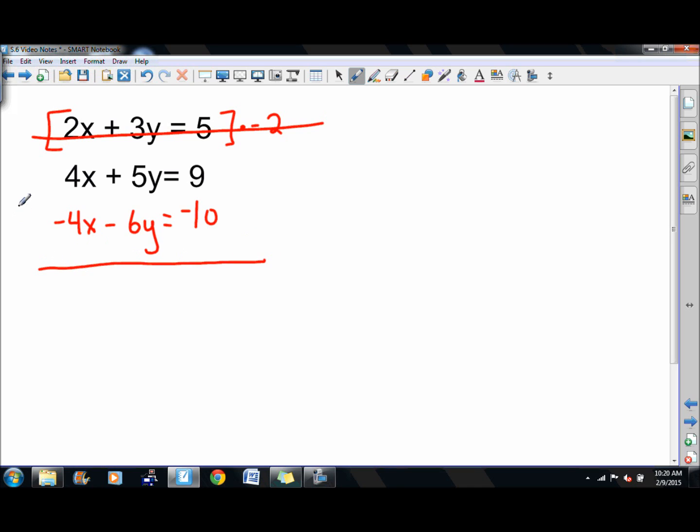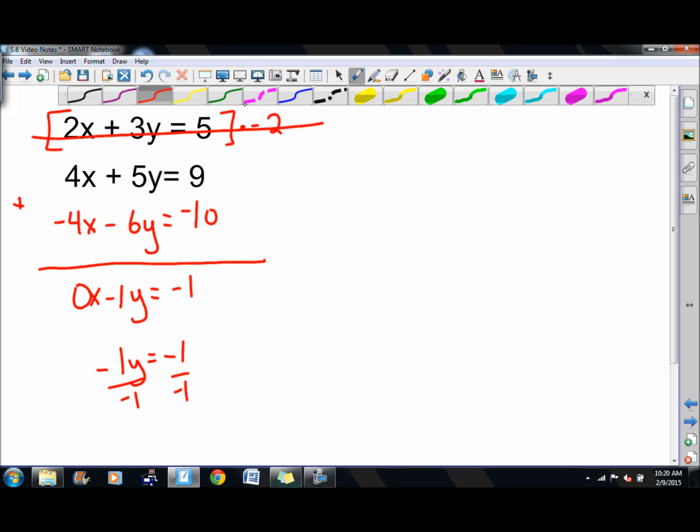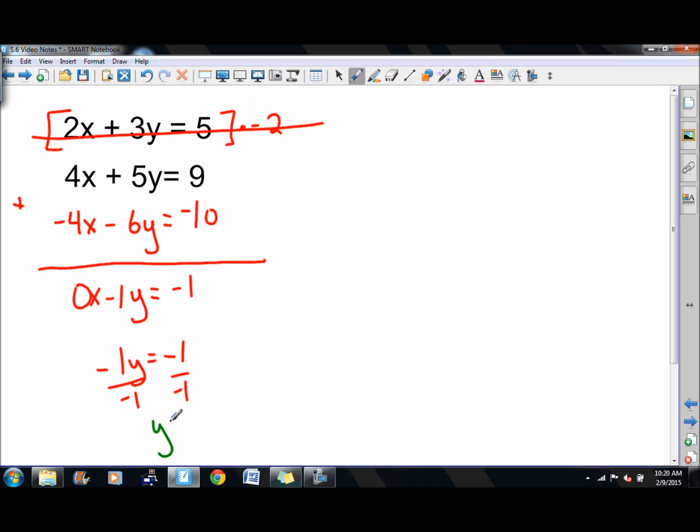Now I want to add them together. And so I get 4x plus a -4x, that's 0x. 5y plus a -6y, that's -1y. And 9 plus a -10, that's -1. So if I simplify this, I get -1y is equal to -1. So I divide every term by -1. And I get y is equal to +1.